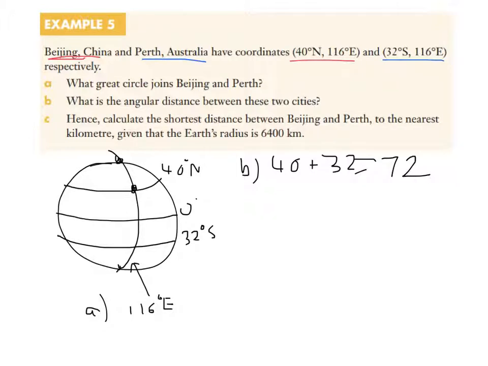Alright, so question C. Alright, we're almost home. Hence, calculate the shortest distance between Beijing and Perth to the nearest kilometre, given the Earth's radius is 6,400 kilometres. Alright guys, now here's the thing. From Perth, down here, to Beijing, the shortest distance is along this great circle. Because although it looks like a circle, it's actually, well, you'd consider it to be a straight line.